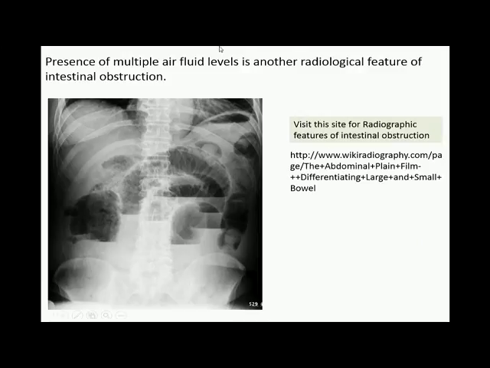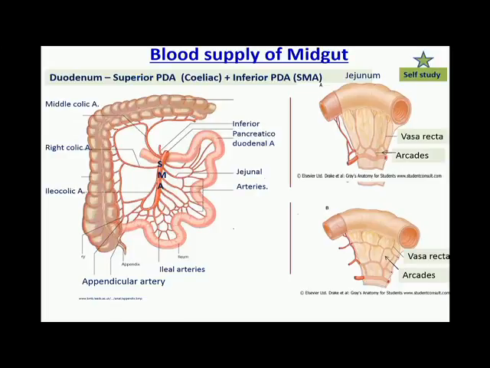The other common feature of intestinal obstruction is the multiple fluid levels, and you know the reason why: due to edema and congestion, fluid leaks out into the abdomen. So there's a lot of fluid within the intestinal loop, so that will appear as multiple air fluid levels. So in an erect X-ray, if you see multiple air fluid levels in a patient who comes with colicky abdominal pain, that would indicate intestinal obstruction. And this is a good article if you want to study more details about radiology of intestinal obstruction. Okay, so that's about intestinal obstruction.